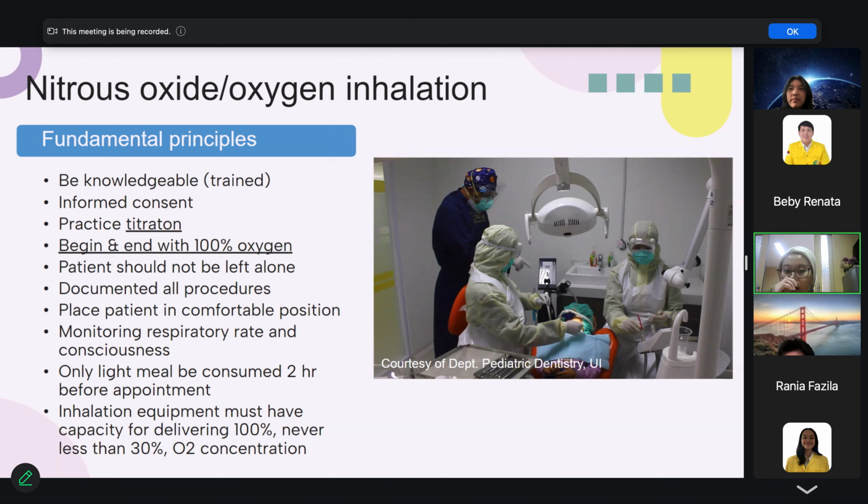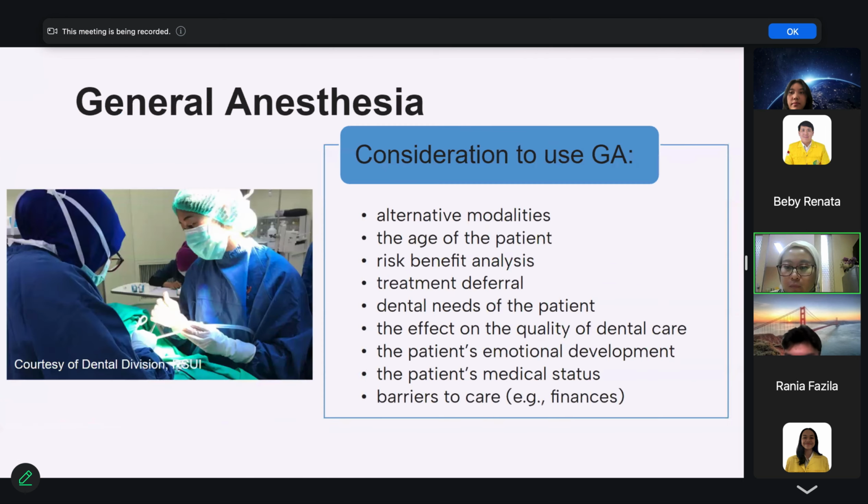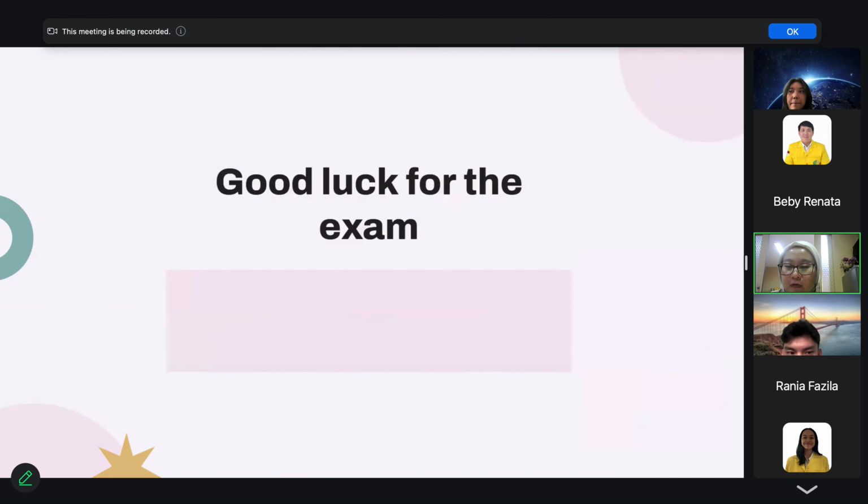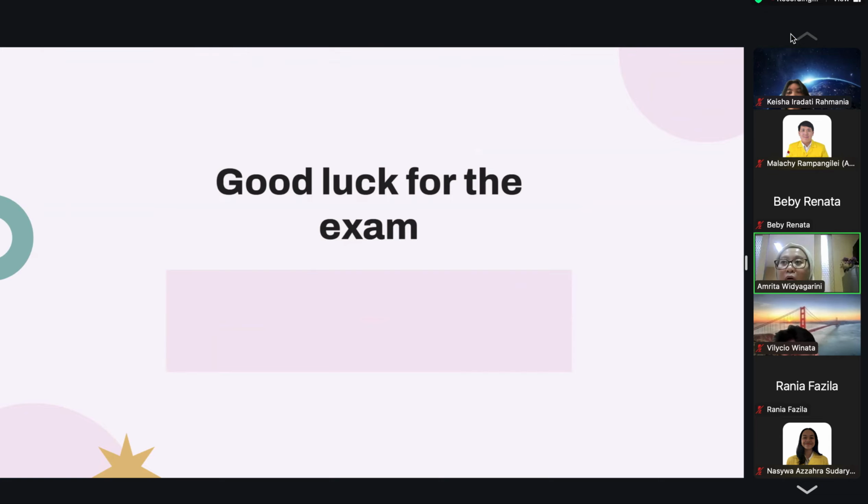Okay, if there are no other questions, I think I will dismiss this class now. Please remember what I said for the exam. You need to be capable of classifying special needs patients, and you also need to learn the appropriate behavioral approach for special needs patients and also typical patients.